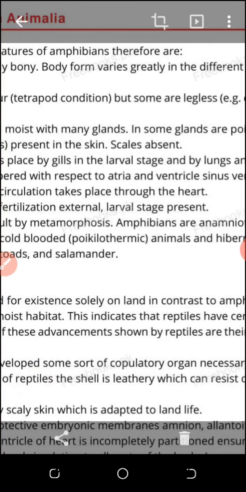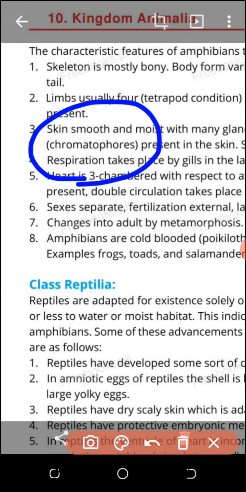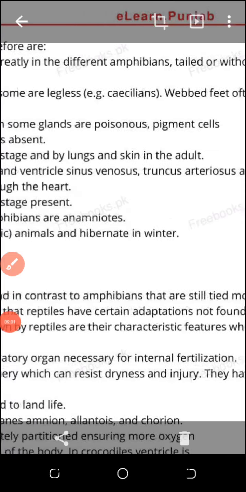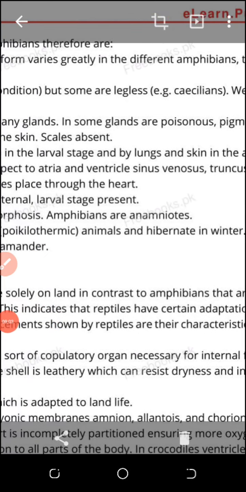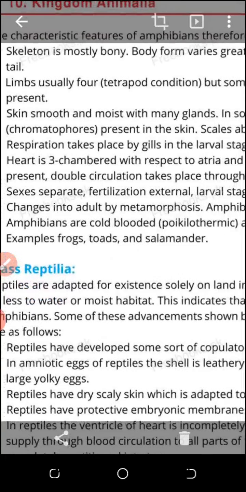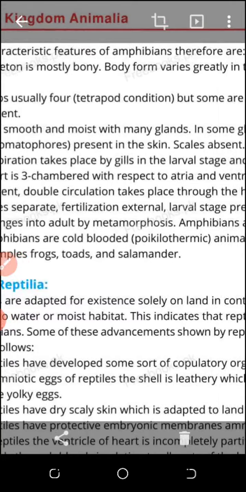We'll go back to another word which I wanted to speak about in case of amphibia. Chromatophores are the pigments found in the skin of the frog, and they also behave like glands. They are pigmented cells, and they also help the frog in identification and in preventing dryness. Scales are absent because scales are present only in the fishes.